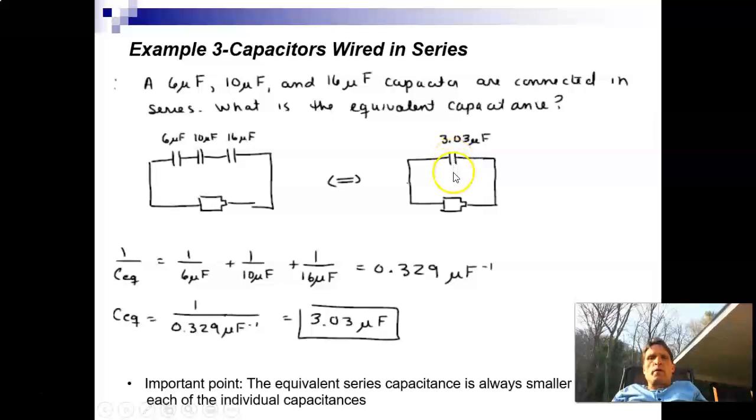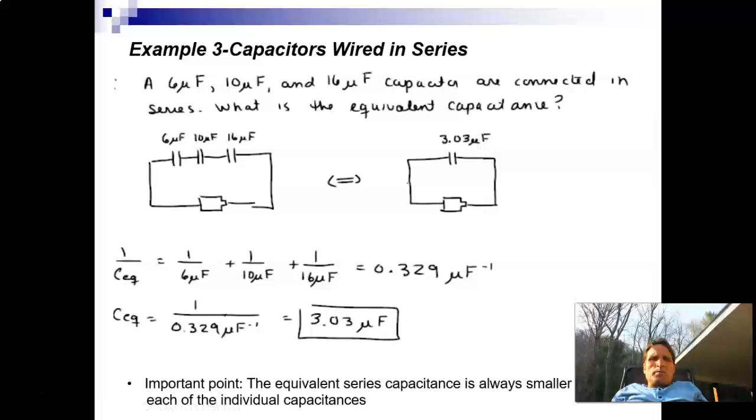In other words, the battery doesn't know the difference whether we've connected these 3 capacitors or a single capacitor of 3.03 microfarads. The battery and the rest of the circuit don't know the difference as far as the amount of charge and amount of energy supplied by the battery. So these capacitors behave as a single capacitor of 3.03 microfarads.